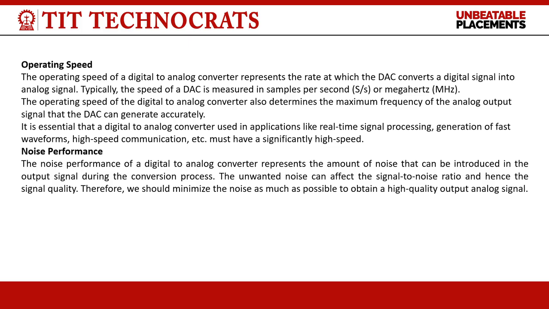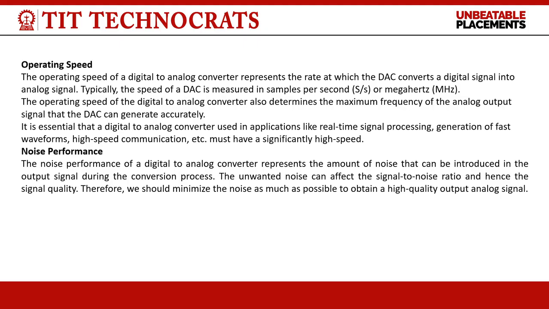Now the operating speed of DAC represents the rate at which the DAC converts the digital signal into an analog signal. Typically the speed of DAC is measured in samples per second or megahertz. The operating speed of a digital to analog converter also determines the maximum frequency of the analog signal that a DAC can generate accurately. It is essential that a digital to analog converter used in applications like real-time signal processing, generation of fast waveforms, high speed communication, etc. must have a significantly high speed.